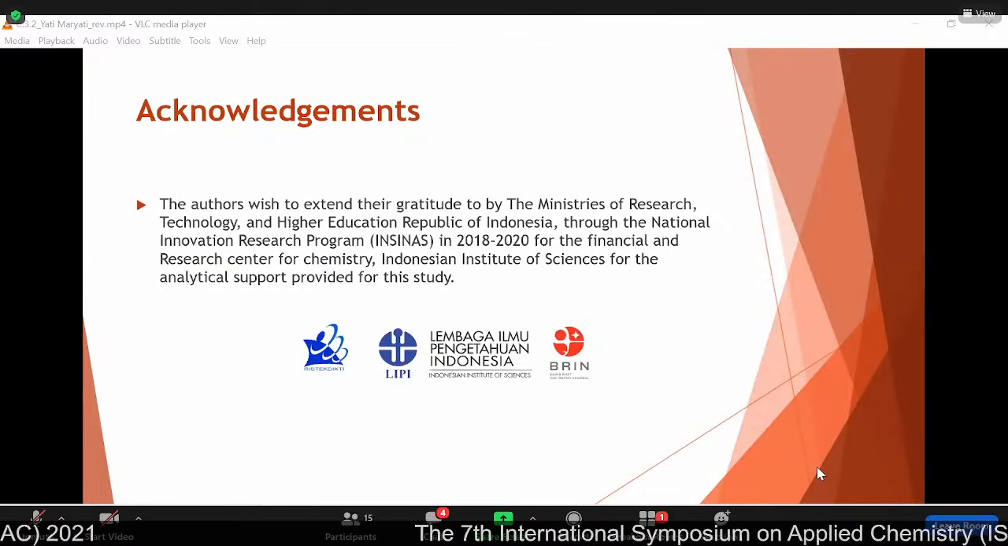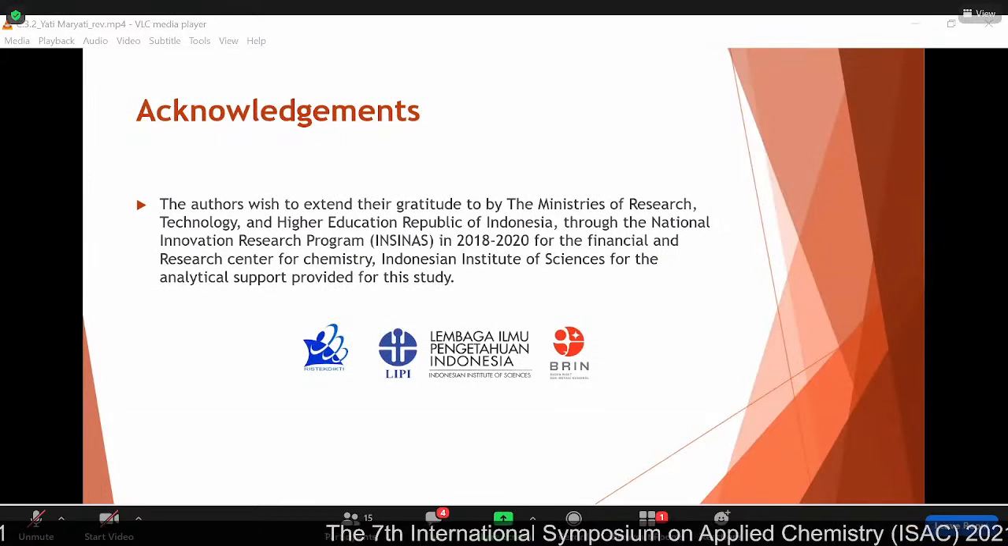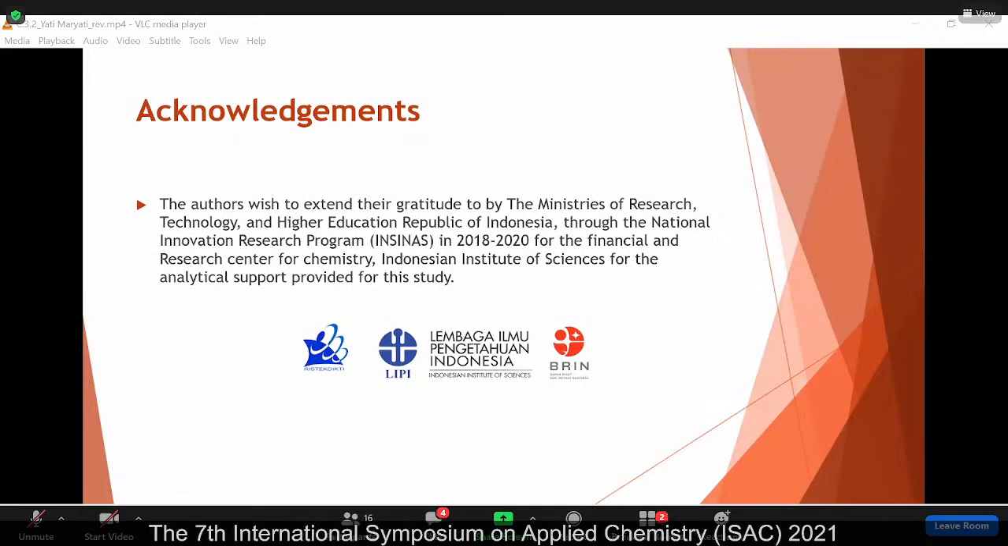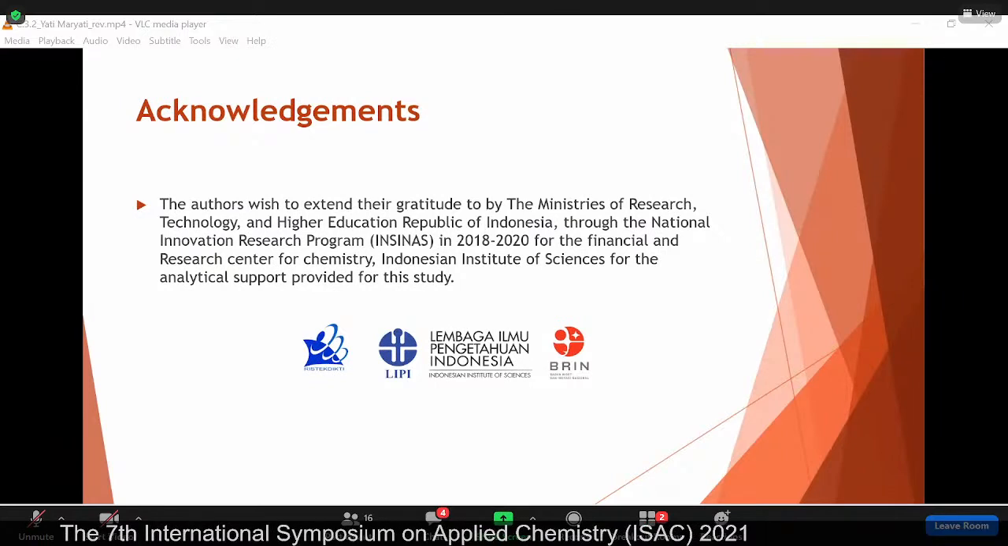Acknowledgement. The author wishes to extend their gratitude to the Ministry of Research, Technology and Higher Education of the Republic of Indonesia through the National Innovation Research Program, or INSINAS, in 2018 and 2020 for the financial support, and to the Research Center for Chemistry, Indonesian Institute of Sciences, for the analytical support provided for this study.